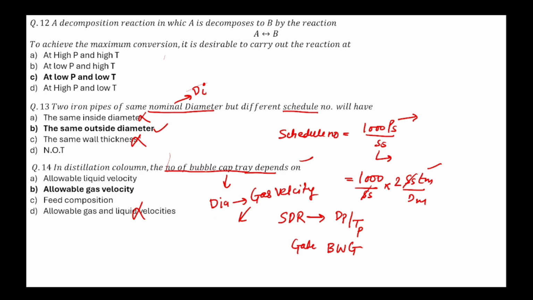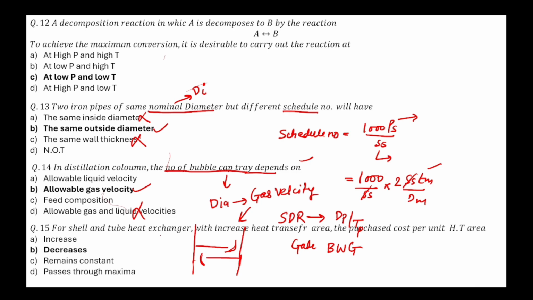Okay, by studying the gas velocity and gas volumetric flow rate, the diameter of the distillation column is decided. Then when attaching the bubble cap tray inside the distillation column, the required downstream area is needed. This area is called downstream area, or there is some other word, downcomer area, I think. So the number of bubble cap trays depends on the allowable gas velocity.